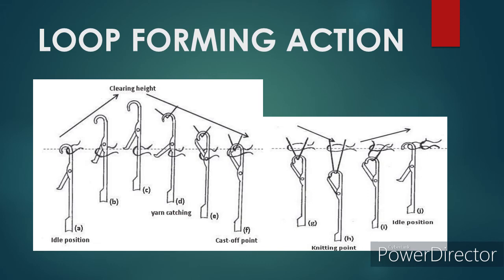Position number 3. The clearing height. In this position, the needle reaches the top of the clearing cam. The old loop is cleared from the latch and the latch is hanging down.